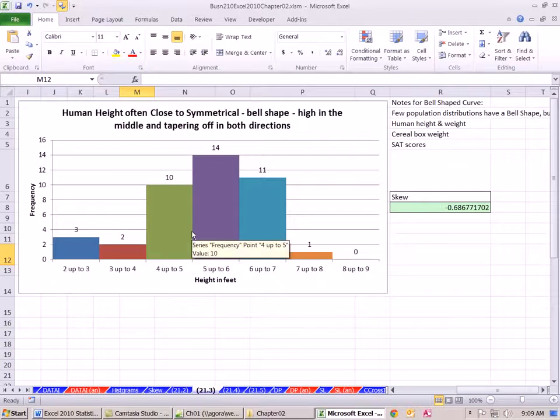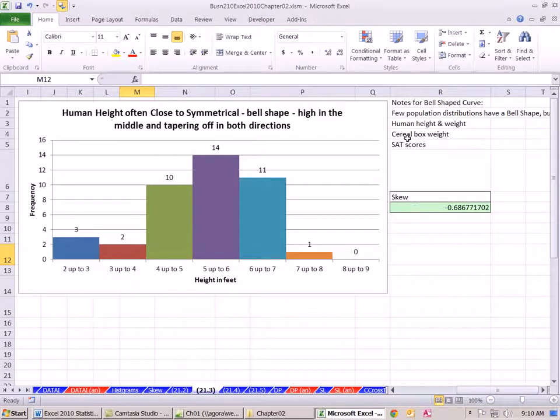21.3. This is the bell-shaped one. Other possible populations that are bell-shaped: human weight and height, cereal box weight. Later we'll have some examples in this class of a machine filling weights. You can imagine the machine is just filling thousands of boxes of cereal. Most all of them are going to be right in the middle, if this said 10 grams or 10 ounces or whatever. But a few will be this direction, a few will be this direction.